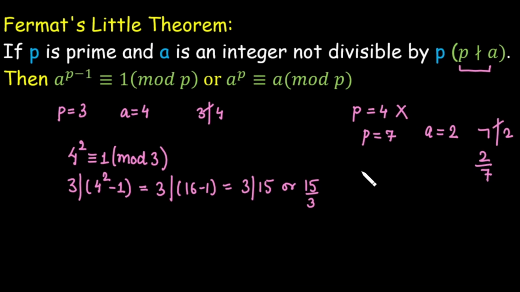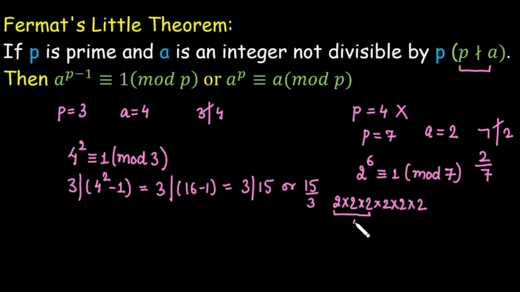According to this Fermat theorem, we have 2 raised to the power 7 minus 1, that is 6, always congruent to 1 mod 7. It means when 2 raised to the power 6 is divided by 7, the remainder is 1. Is this true? 2 into 2 into 2 is 8. Even in this case, 8 into 8 is 64. 64 when divided by 7, is the remainder 1? Yes. So Fermat's theorem is applicable in this case.